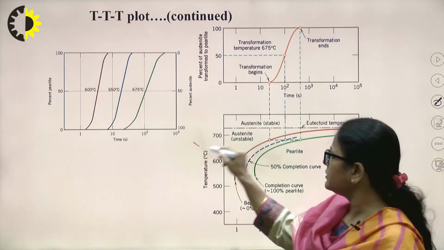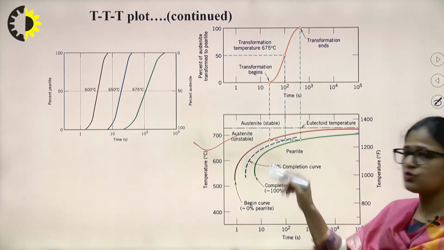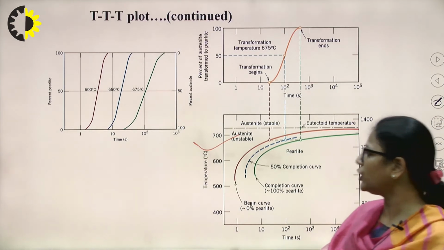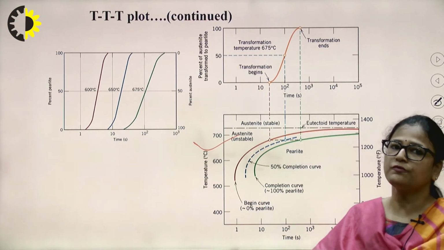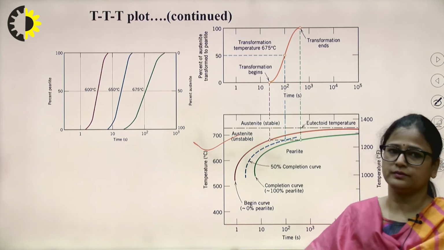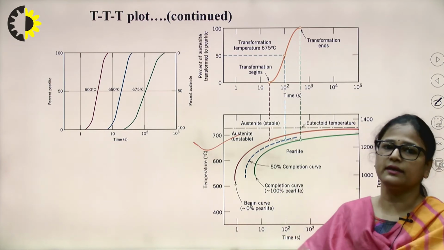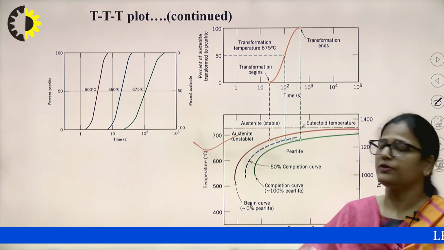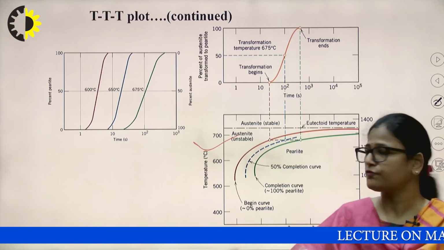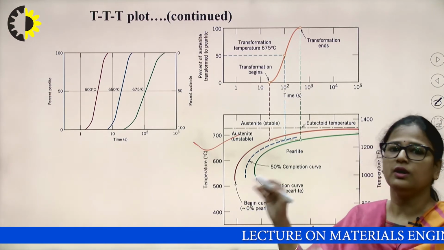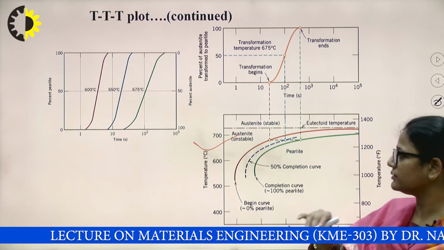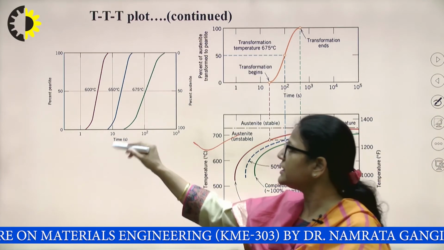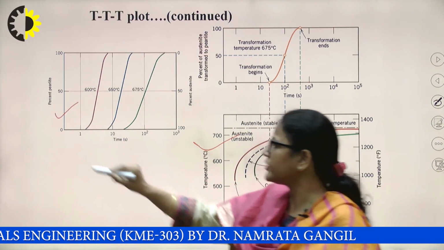So this is showing some part of the TTT plot. The TTT plot is the plot of time versus temperature, and it is generated by plotting the data of transformation, meaning percentage of transformation with respect to time in isotherm, in logarithm. So this is the percentage of pearlite transformation.